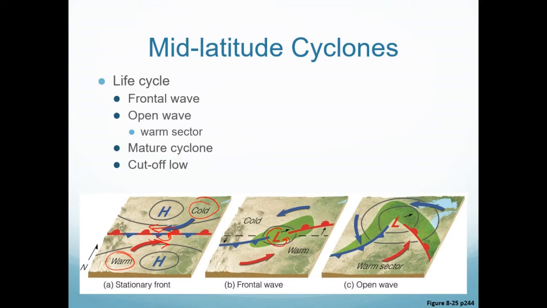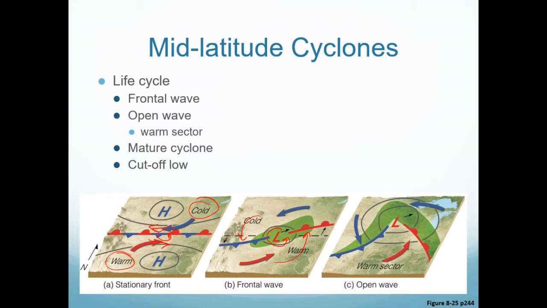And then since the air is now rotating, no longer is your front stationary, but you form on the left-hand side a cold front where the cold air is now overtaking the warm air, and then on the right side a warm front where the warm air is overtaking the cold. This is what we call our frontal wave. It's the first stage of the life of a mid-latitude cyclone.